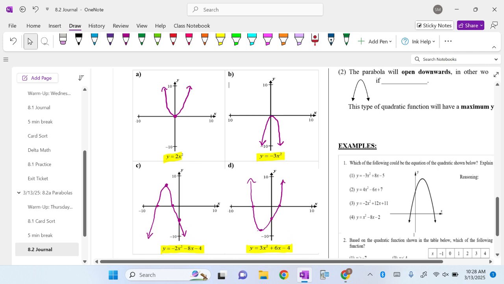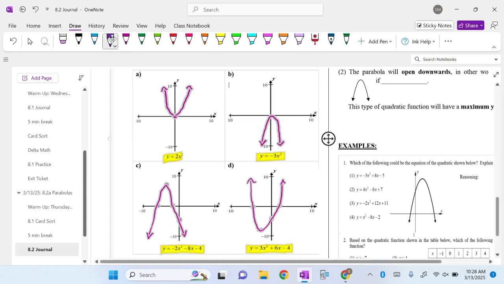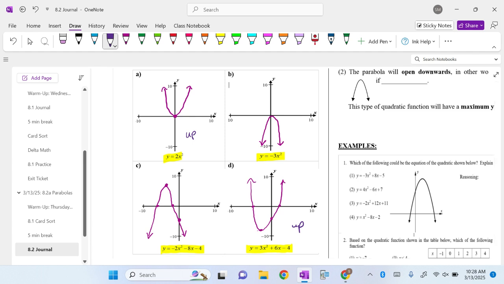compare the graphs that are opening upwards to the graphs that are opening downwards. Which two of my graphs are opening upwards? A and D. So this one's up, this one's up. Which ones are opening downwards? B and C. So this one's down and this one's down.